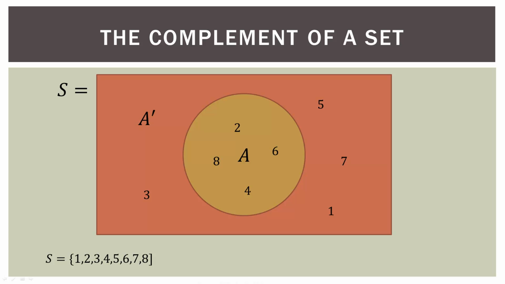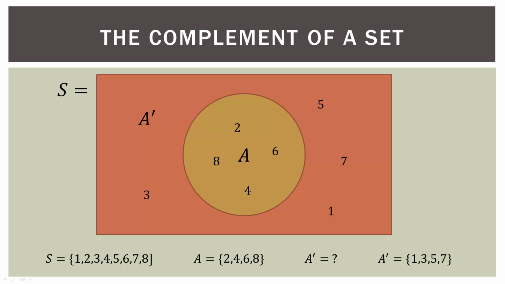Now what is in A? Well, A alone are the numbers 2, 4, 6, and 8. And of course those also belong to S because it is inside S. Now the question is, what is A complement? What is in the universal set S but not in A? So A prime. Well, those are the numbers 1, 3, 5, and 7.